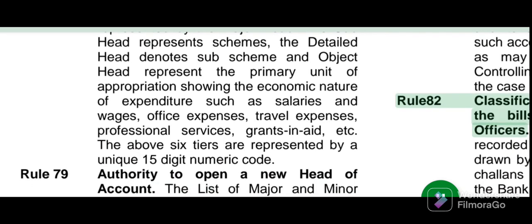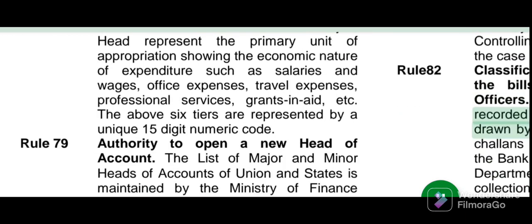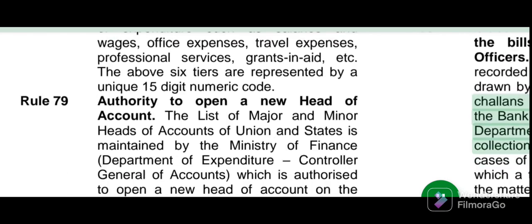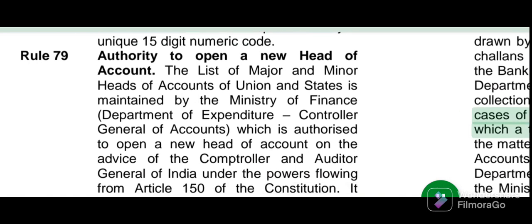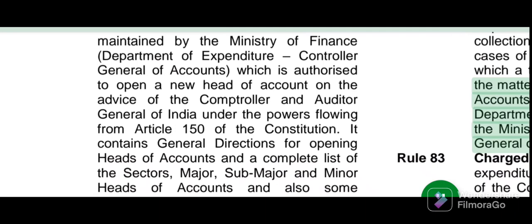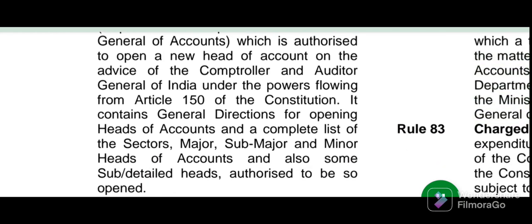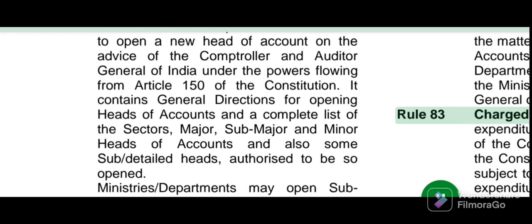Rule 82: Classification should be recorded in all the bills and challans by drawing officers. Suitable classification shall be recorded by drawing officers on all bills drawn by them. Similarly, classification on challans crediting government money into the bank shall be indicated or recorded by departmental officers responsible for the collection of government dues, etc. In cases of doubt regarding the head under which a transaction should be accounted, the matter shall be referred to the principal accounts officer of the ministry or department concerned for clarification of the Ministry of Finance and the Controller General of Accounts, wherever necessary.